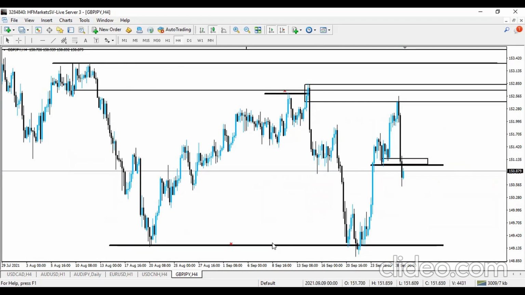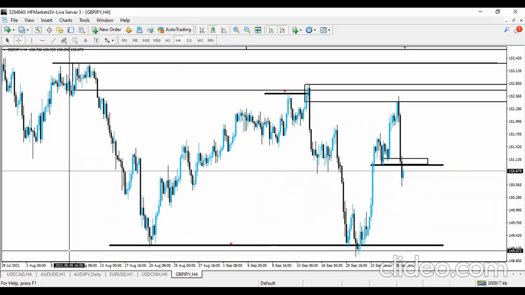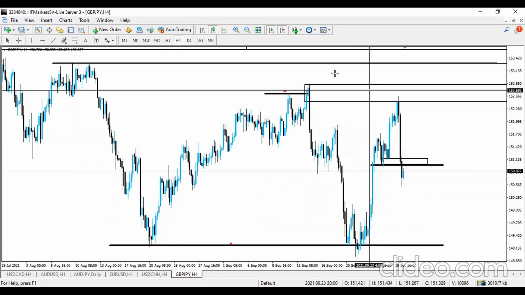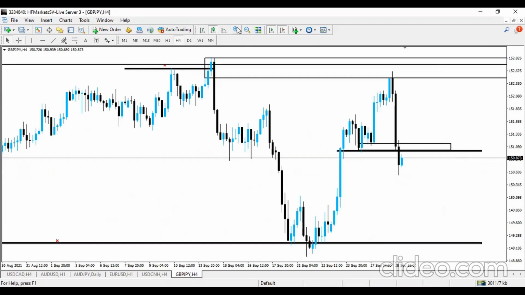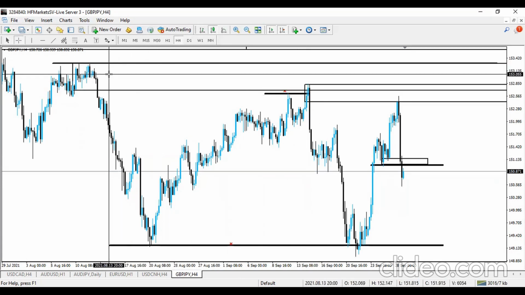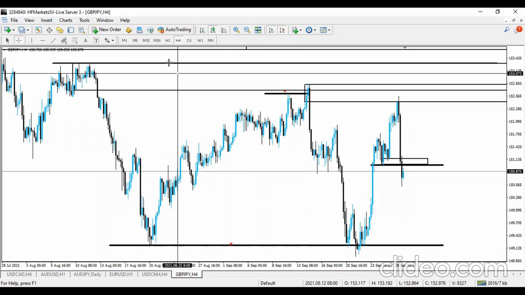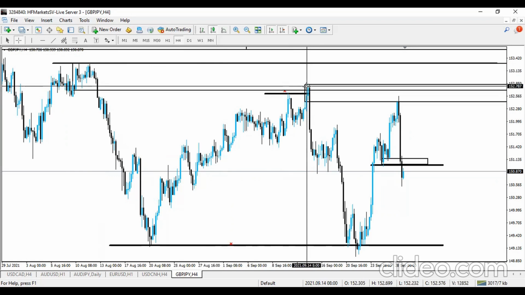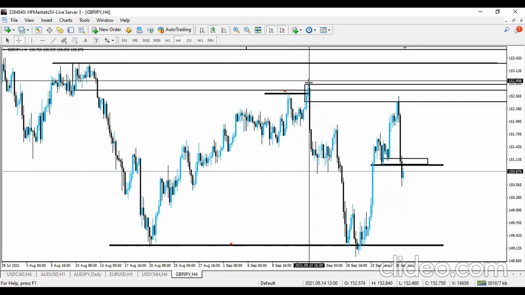So all I was expecting at this point was a deep retracement to come back to this region to sell. If you look very closely, why I was interested in this region was this particular move. Remember what they did? They came back into this daily supply zone.